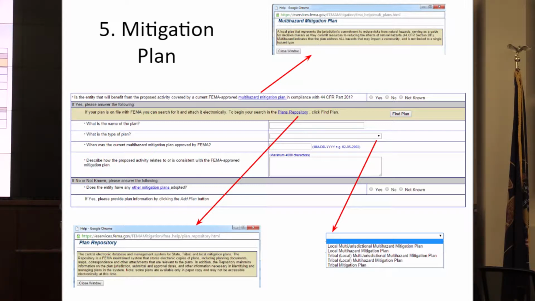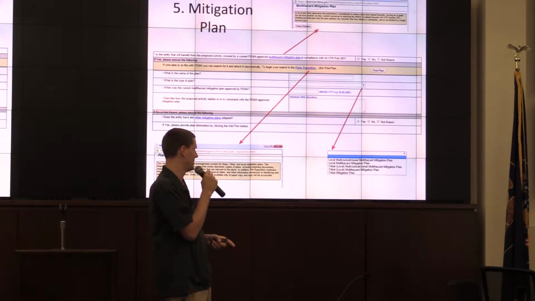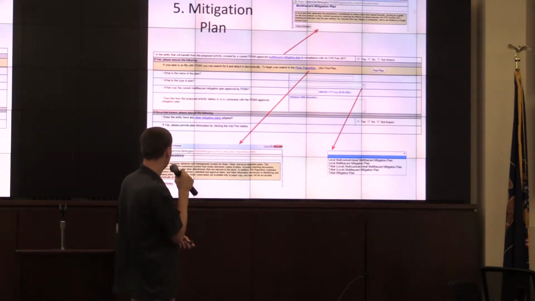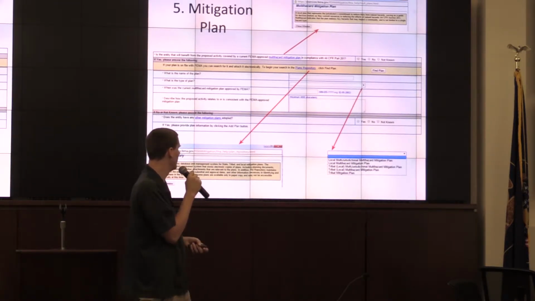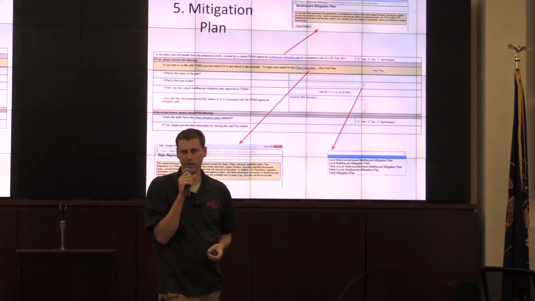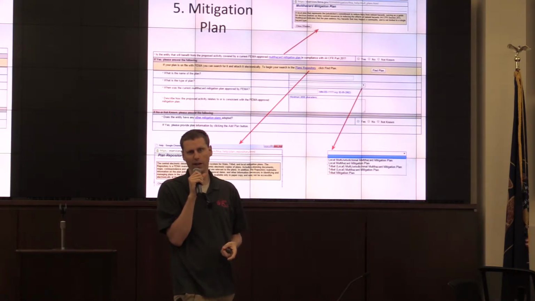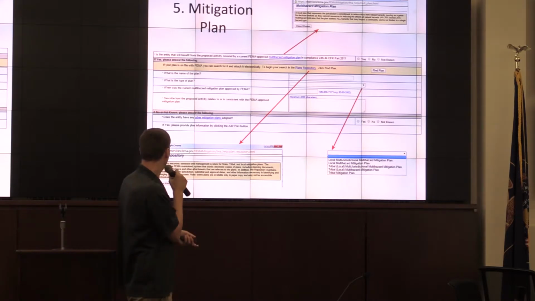And on the thing we'll send you, I have the title of the plan and the approval date. I would just type it in, because a lot of them are inaccurate, have wrong dates. So I would just type in the plan. For North Salt Lake, it would be the Davis County Mitigation Plan and the approval date, and you just type in when it was approved by FEMA.